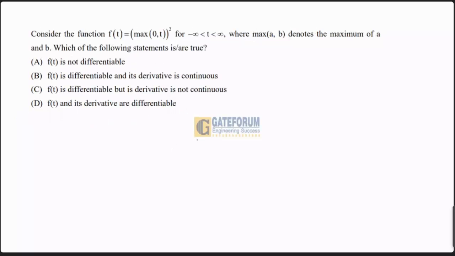The question is: consider the function f of t equal to the square of the maximum of 0 comma t, for minus infinity less than t less than infinity, where maximum of a comma b denotes the maximum of a and b. Which of the following statements is true? F of t is not differentiable; f of t is differentiable and its derivative is continuous; f of t is differentiable but its derivative is not continuous; f of t and its derivative are differentiable.